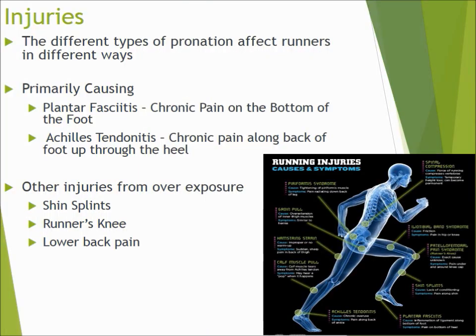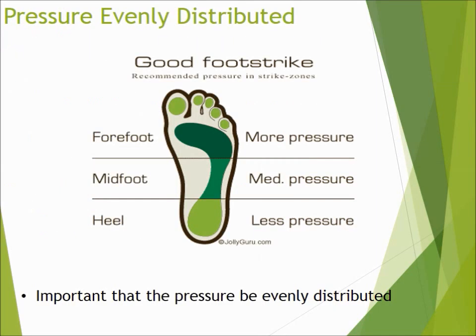The different types of pronation affect runners in different ways, primarily causing plantar fasciitis and Achilles tendonitis, which are chronic pains along the foot. Other injuries from overexposure would be shin splints, runner's knee, and lower back pain. Putting pressure on one point of the foot puts the stress on that point, which can be harmful to the runner in long periods of constant running. This means it's important for the shoe to control correctly the runner's foot, distributing evenly the weight and pressure along the foot's surface.